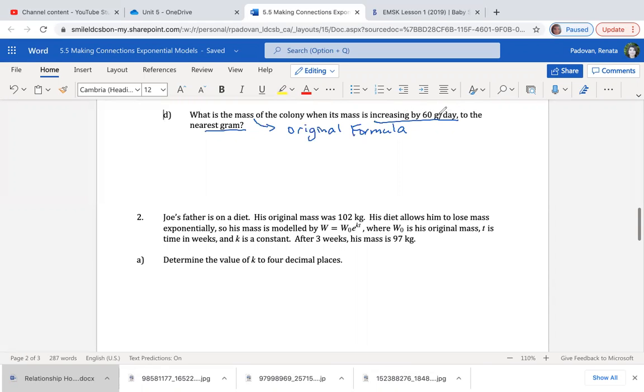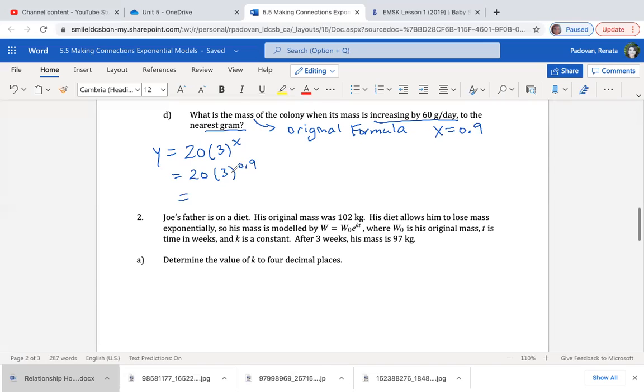But when the mass was increasing by 60 grams a day was question C, where I knew that the day it was increasing by 60 grams a day, my X value was 0.9. It was just under a day. So I'm just plugging in that X value of 0.9 into my original equation. My original equation up in A was 20 multiplied by 3 to the power of X. Plug in 0.9: 20 multiplied by 3 to the exponent 0.9.